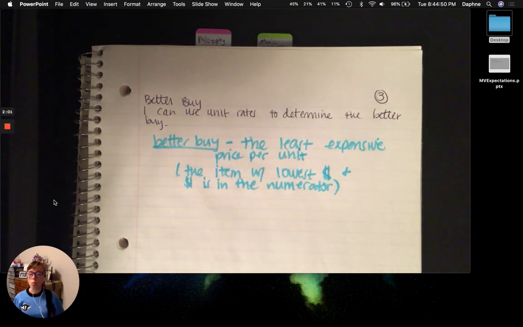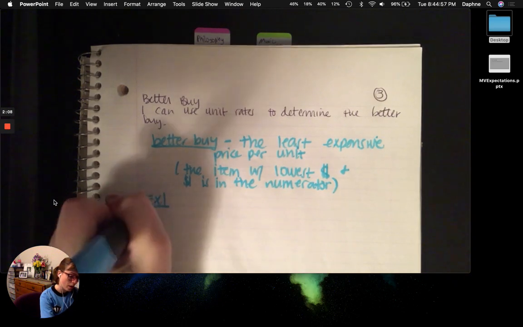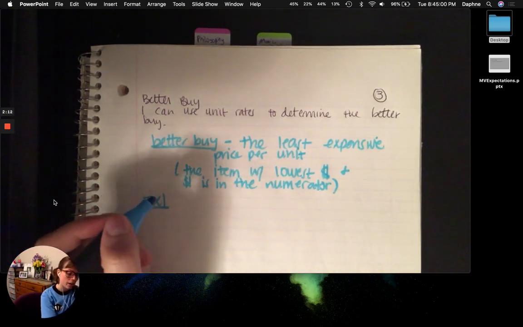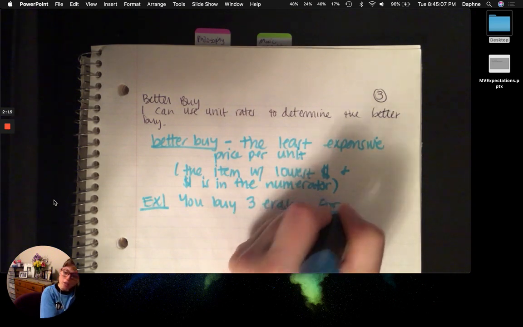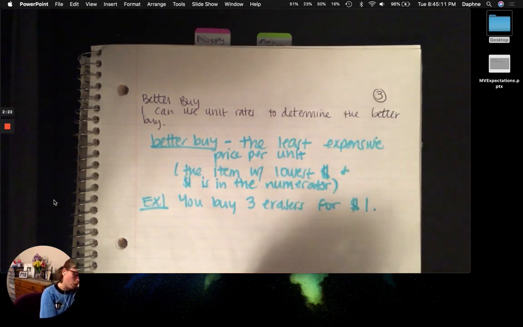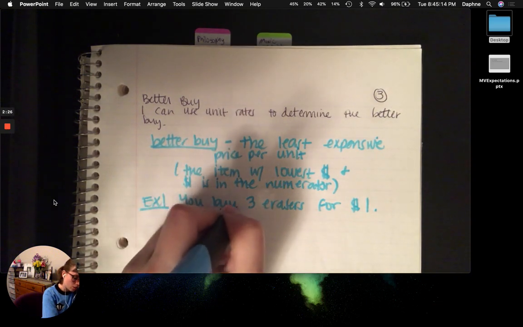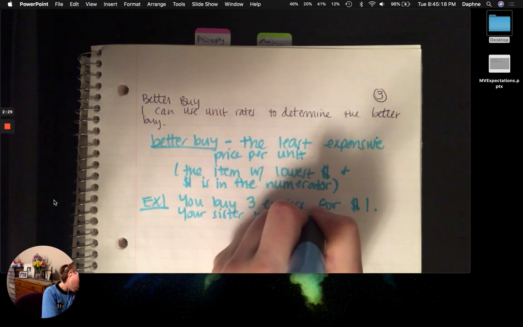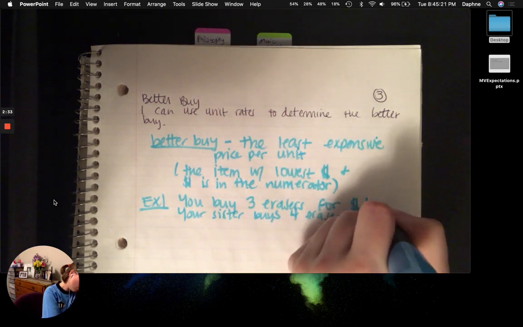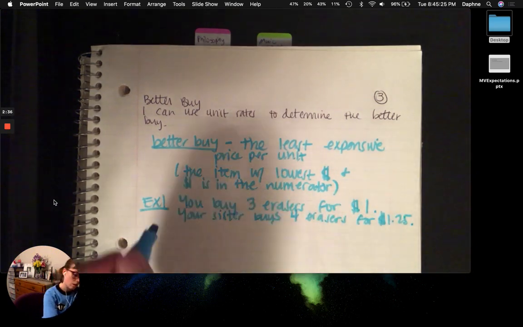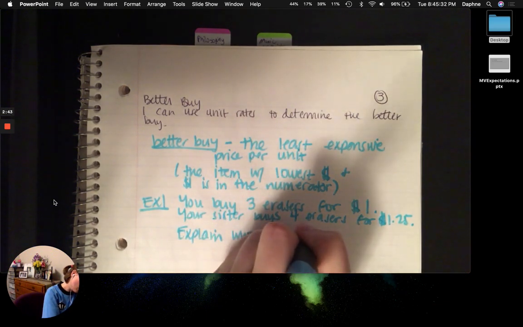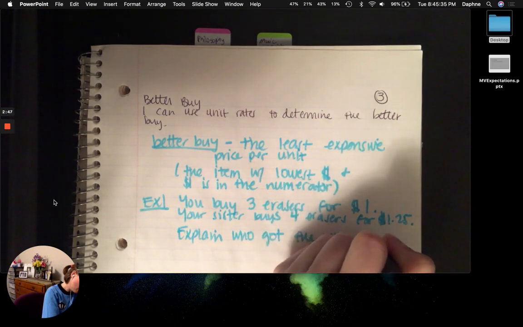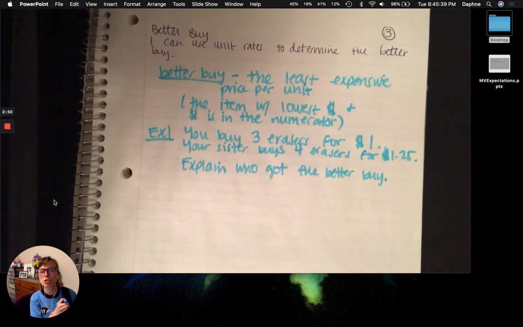All right, so we have two examples. That's it. That's all our notes, two examples. So example one is you and your sister go buy erasers. So you buy 3 erasers and they happen to be all sold together for $1. Your sister buys 4 erasers and her total is $1.25. Explain who got the better buy. Who had the best deal? Who got the erasers for cheaper than the other person?